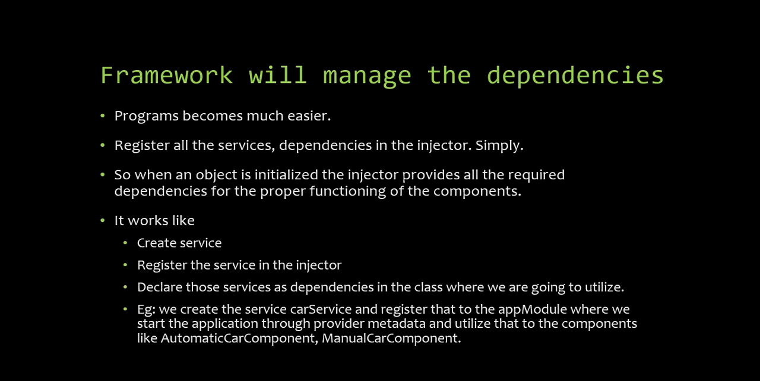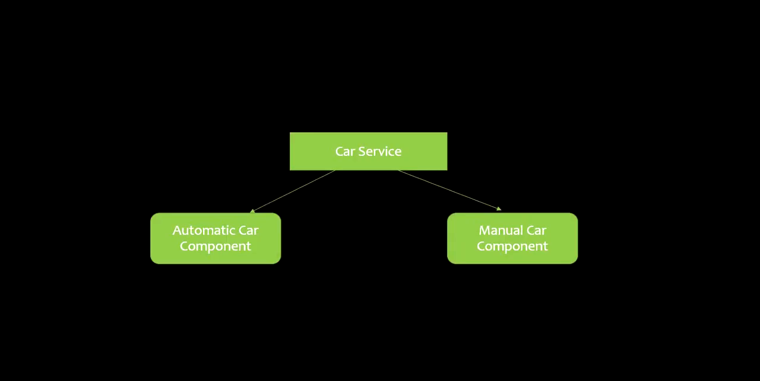It works like this: you create the service, you register the service in the injector, and you declare those services as dependencies in the class where you are going to utilize them. For example, we create the car service and register it in the app module through provider metadata, and utilize it in components like the automatic car component and the manual car component. Suppose we have the car service and we have registered it in our module, and the automatic car component and manual car component are using that service.